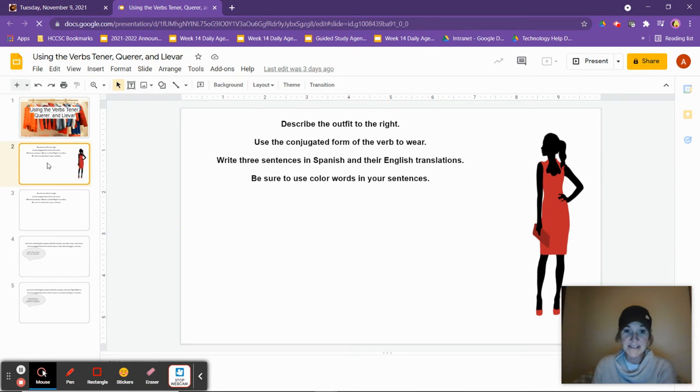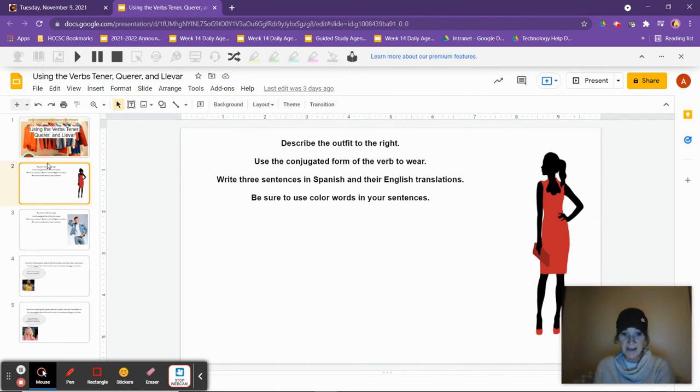And you'll just click to the first slide, and it says to describe the outfit to the right, use the conjugated form of the verb to wear. So it is a girl, so it would be ella, and then conjugate the verb that means to wear. Write 3 sentences in Spanish and their English translations. Be sure to use color words in your sentences.